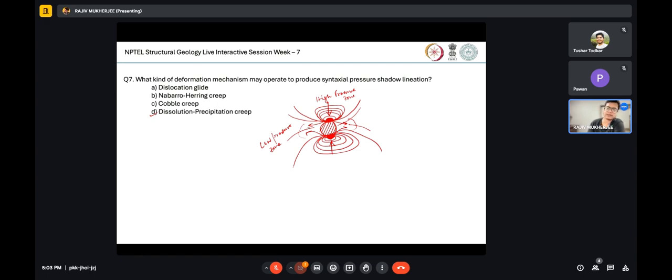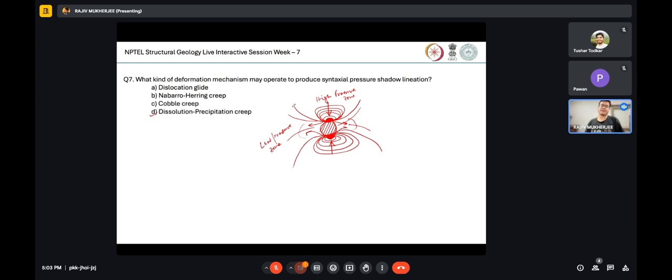And this is how the syntaxial pressure shadow means the fabric and the clast will have the same composition. So that means the fabric that is being developed during the pressure shadow, the material is coming from the clast only, not the wall rock.